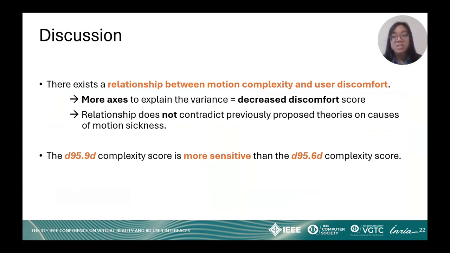In our analysis, we actually saw that one additional dimension is needed to explain the variance. There was a decrease in discomfort score. It is important to note, though, that these findings do not contradict previously proposed theories on causes of motion sickness. Furthermore, our results indicate that our 9-DOF complexity score has a higher sensitivity than our 6-DOF complexity score.